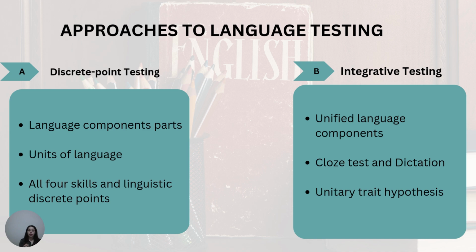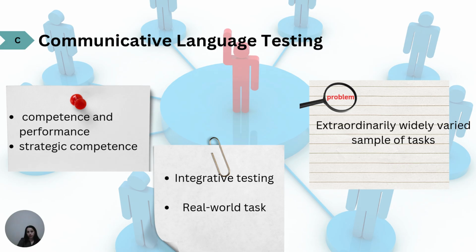Okay, and let's look at communicative language testing. We have some pros and cons, and we say we have competence and performance. Competence is the knowledge of language we have in our mind, and performance is the way we talk. Okay, and strategic competence is like language planning in your mind, where you plan your language before speaking it. Okay, and we have integrative tests and real-world tests. Integrative tests are cloze tests and dictation, and we have real-world tasks and simulation.